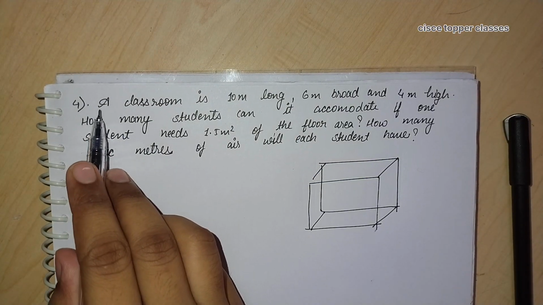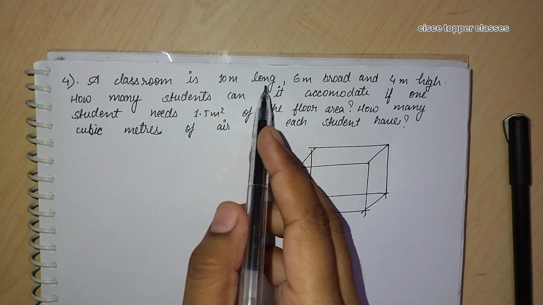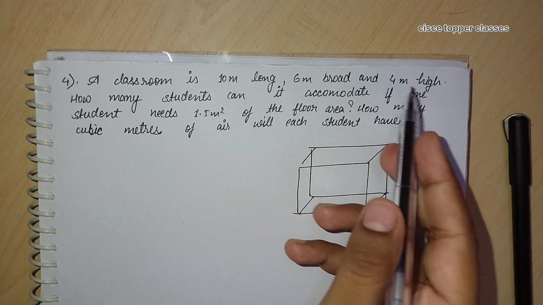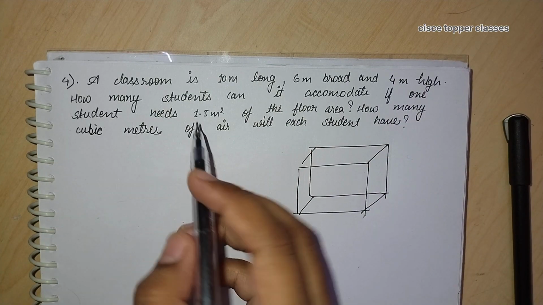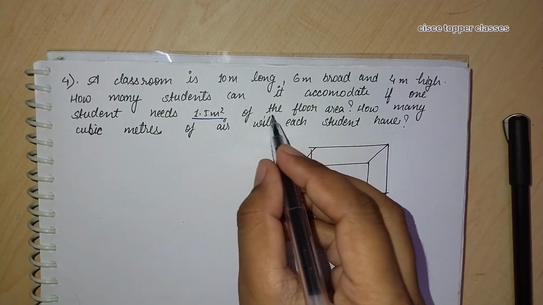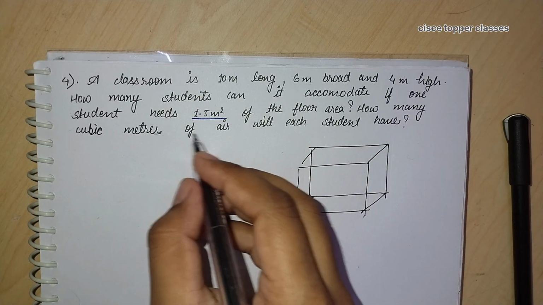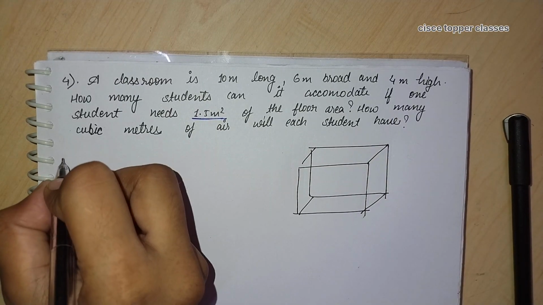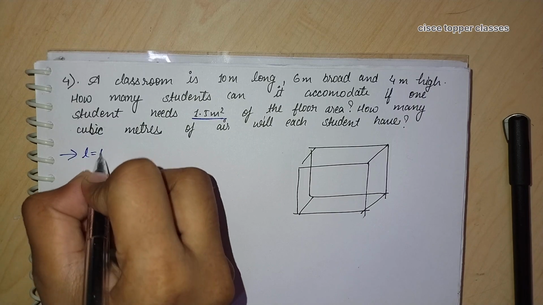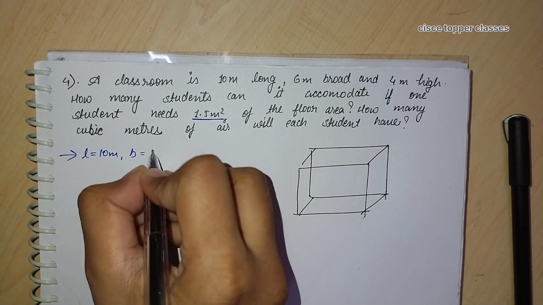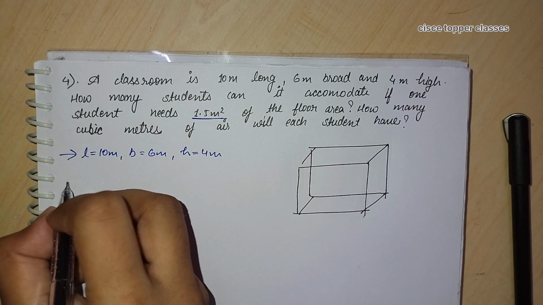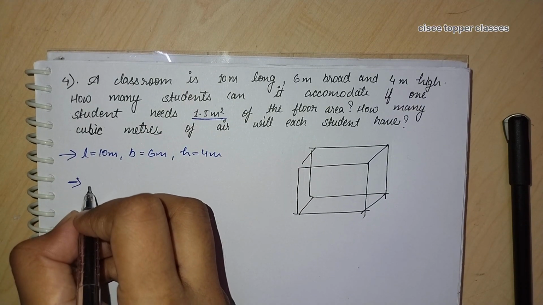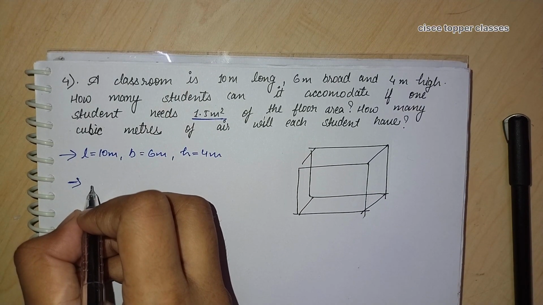Now let us solve here fourth question. A classroom is 10 meter long, 6 meter broad, and 4 meter high. How many students can it accommodate if one student needs 1.5 meter square of the floor area? How many cubic meters of air will each student have? So here we can see length is given as 10 meter, breadth as 6 meter, and height as 4 meter. So we have to find how many students can it accommodate if one student needs 1.5 meter square.